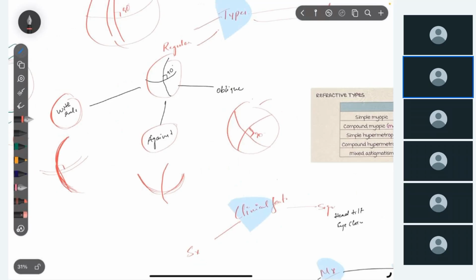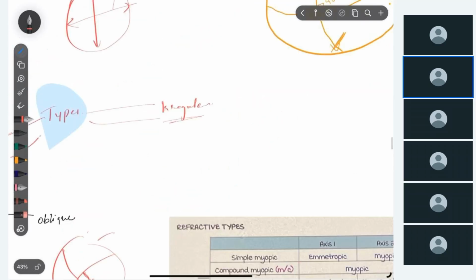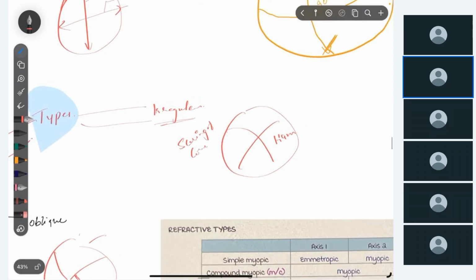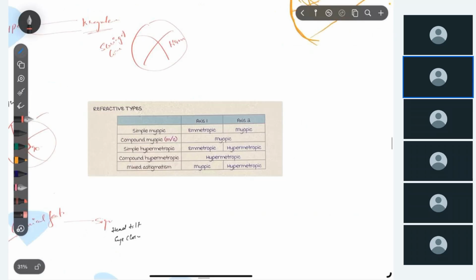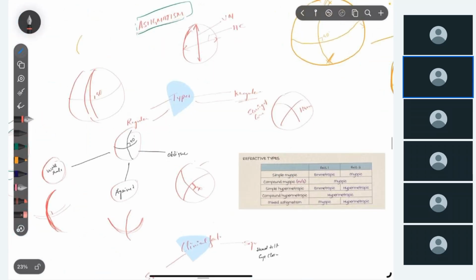And there is irregular astigmatism. In irregular astigmatism, the vertical and horizontal meridians are not perpendicular to each other. They are not at specific angles, so they are haphazardly placed. This you can see in scarring of the cornea. These are the types. This is how you can divide the astigmatism.